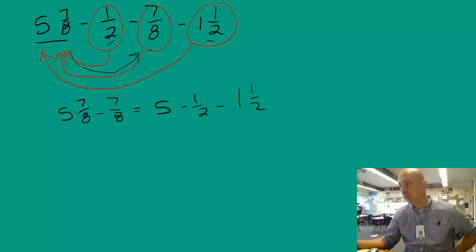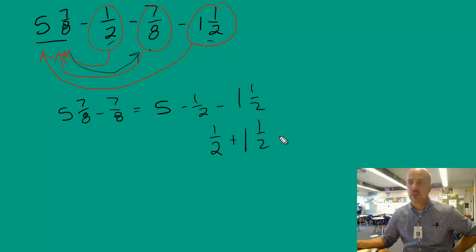So, to make a long story short, what we have to do is go about taking away, and we're right up here, if you remember, 5 minus a half minus 1½. I can group these two, but I need to group them by adding them together. I need to take my 1/2 and add it to my 1½ to get 2. And then I'm going to take my 5 and I'm going to subtract 2 to get a final answer of 3.